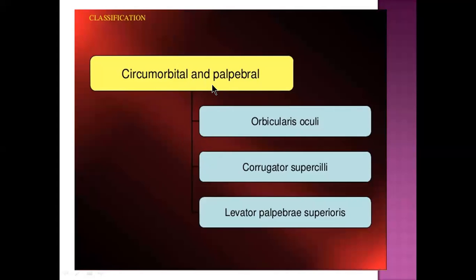So, circumorbital or palpebral, I told you, around the eyes you get the orbicularis oculi. The orbicularis oculi muscles go around the orbit. Then near the eyeball, you get the corrugator supercilii by the side of the eyebrows on the medial aspect. And you get the levator palpebrae superioris muscle. What does it do? It lifts the upper eyelid. So when you open your eyes, which muscle contracts? That is the levator palpebrae superioris, which lifts your upper eyelid. Is it clear? So this muscle you find around the orbit.